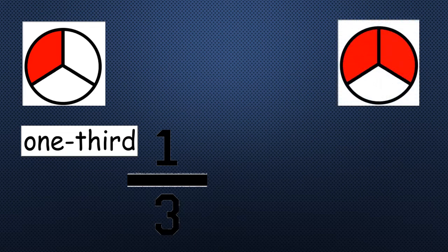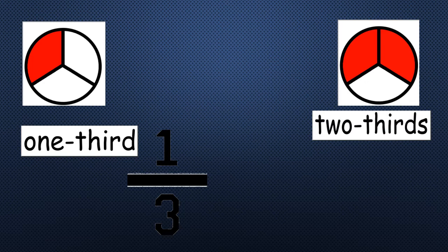Now this shape is also a circle and we divide it also into 3 equal parts. Super. But here we shaded 2 parts from the 3 parts. Here we colored 2 parts from the 3 parts. So this fraction is called 2/3 because we colored 2 parts from the 3 parts. So it's so easy now.